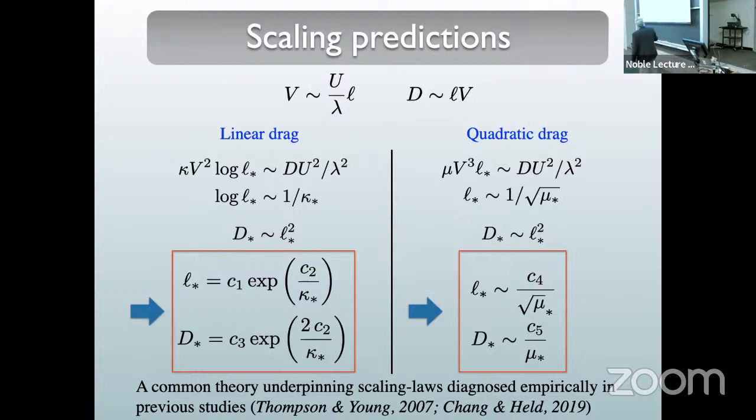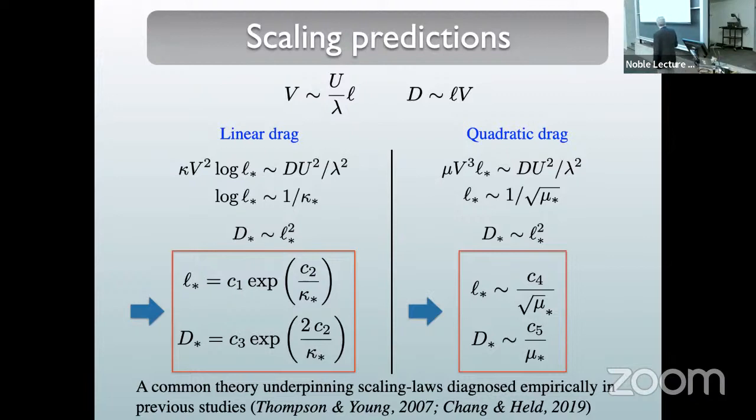So now if we use the scaling that I proposed, we can predict the scaling for the diffusivity and the mixing length scale, both for linear drag and for quadratic drag. For quadratic drag, you already see that D star depends on 1 over mu star. So we start getting the scaling that we described before. We get a very funny scaling for D star as a function of the linear drag. It seems to depend exponentially on 1 over kappa star, where kappa is the drag coefficient. That's a very non-trivial scaling.